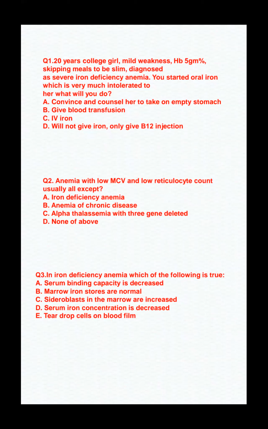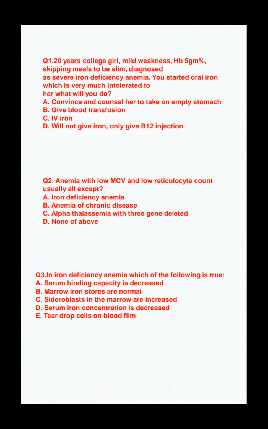First of all, Dr. Somia, a 20 year old college girl, hemoglobin 5 gram, skipping meals to be slim. So what is that? It's anorexia nervosa, right? Ma'am, diagnosed as severe iron deficiency anemia because hemoglobin is low. You are a physician, you diagnose severe iron deficiency anemia and you started oral iron, which is not tolerated. Just try to listen. A patient comes to your hospital saying she wants to be very slim and is not taking her meals, and you have already given oral iron, though she is not symptomatic and has no exhaustion, but the blood film reveals it.